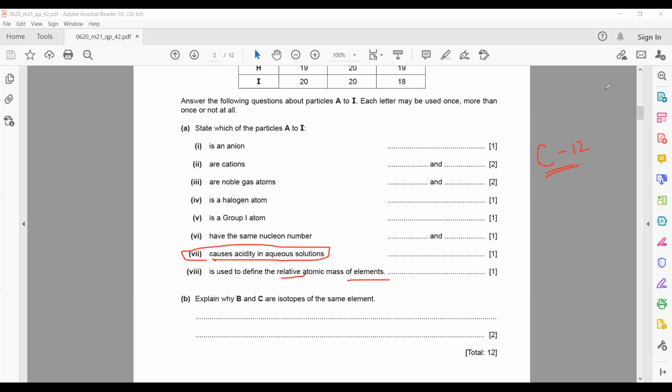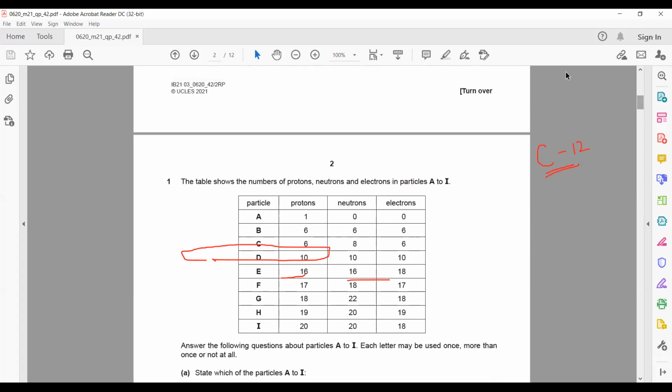12. So which one is used in atomic mass comparison? So which of them is a carbon? Carbon is 6 and 12. A carbon is having 6 protons, 6 neutrons, and 6 electrons. So which one is a carbon? Because relative atomic mass is a mass of atom compared with carbon.